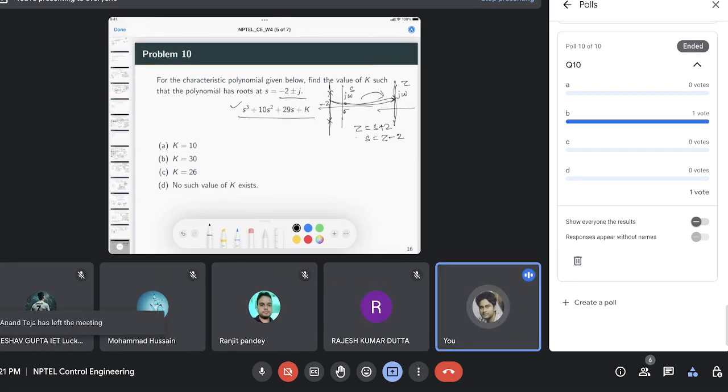Then you analyze the Routh-Hurwitz criteria and see if any row can be made 0. That will give you the k value, right? And if any row can be made 0, and there is no sign change after that auxiliary polynomial.